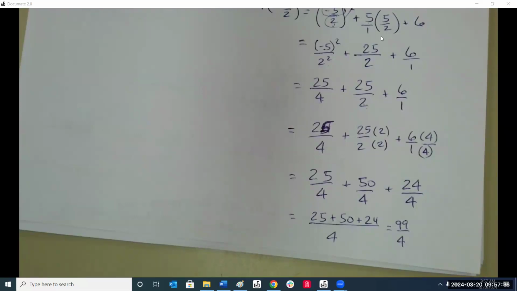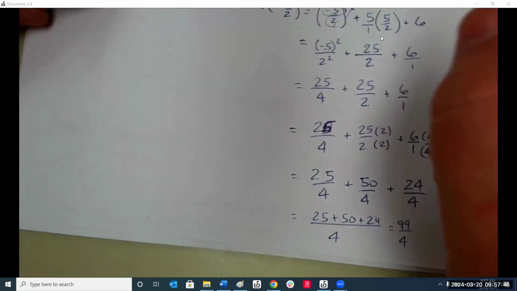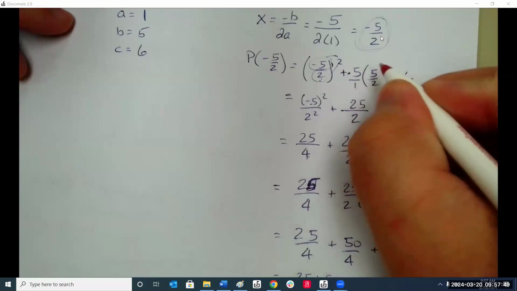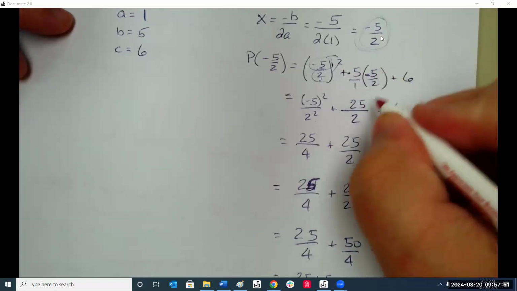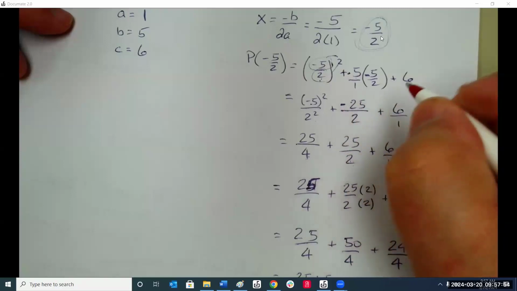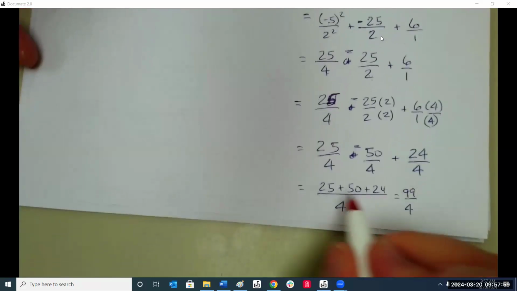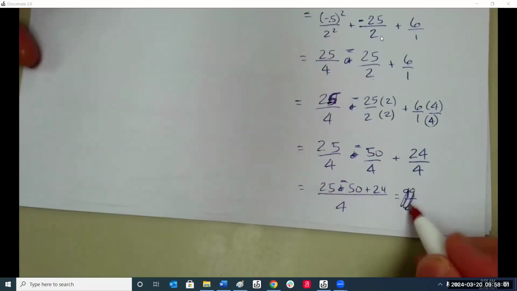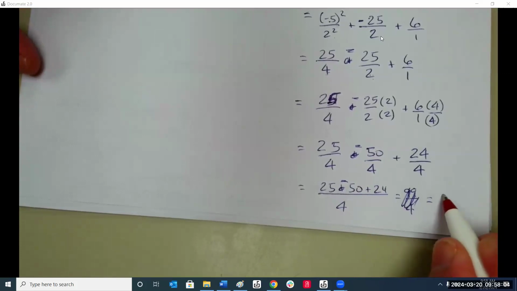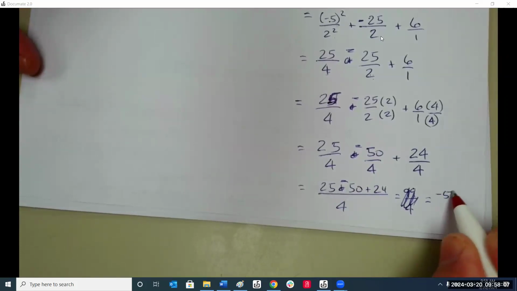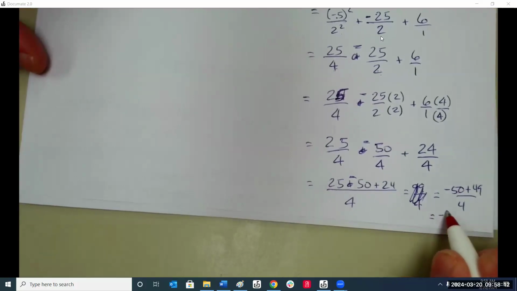At the very beginning, when you had over 1 times 5/2, would you take out the negative? Ah, good point. It would still be negative. You're right. So this one's still going to be negative, so it's going to be minus there. So just that middle sign changes to negative, which makes it -50 plus 49 over 4, which is -1/4.